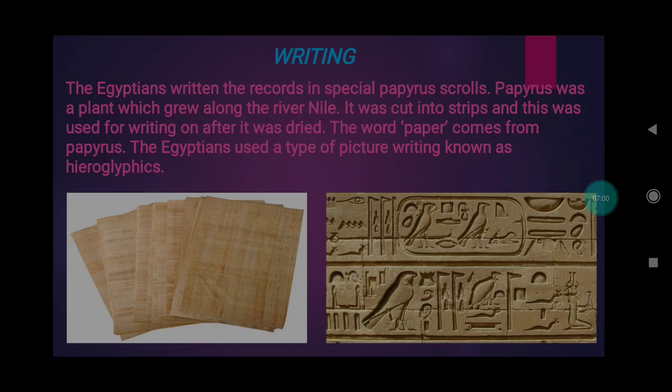Writing. The ancient Egyptians left behind a lot of written records on walls of buildings and on special papyrus scrolls. Papyrus was a plant which grew along the river Nile. It was cut into strips, and this was used for writing on after it was dried. The word paper comes from papyrus.